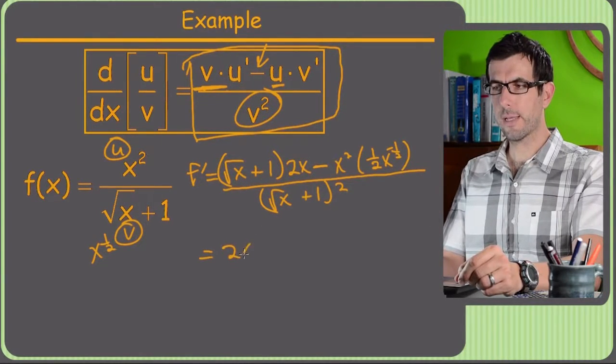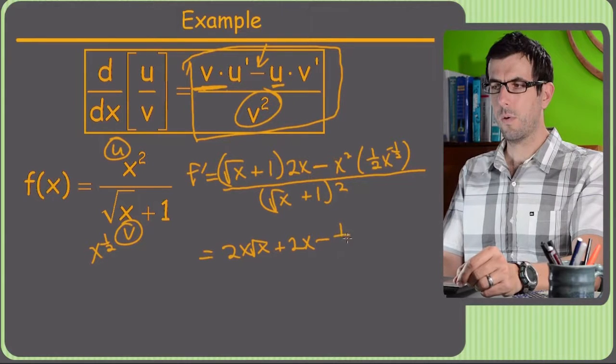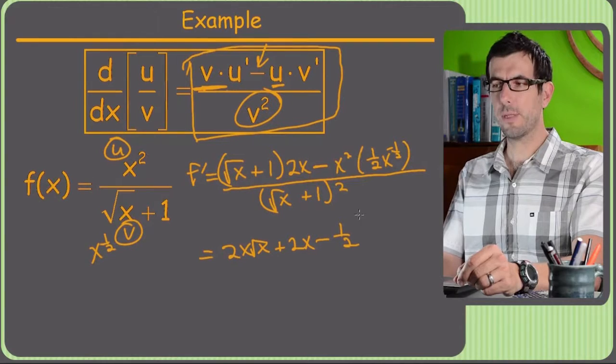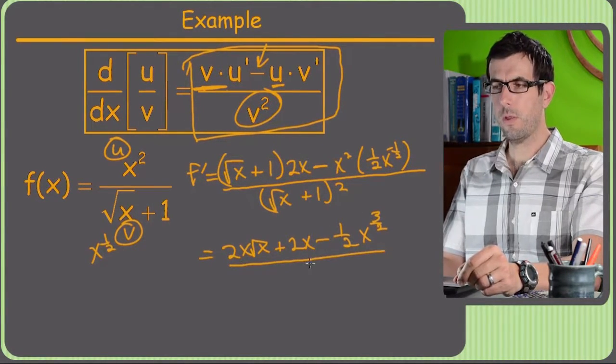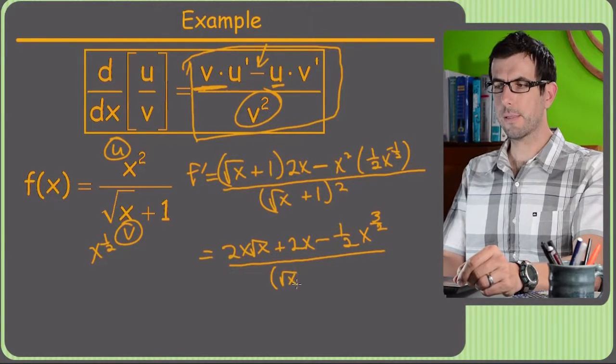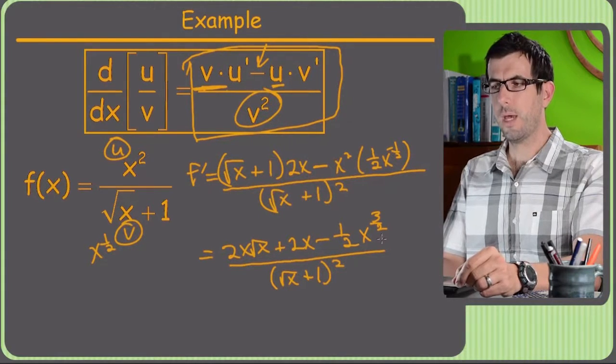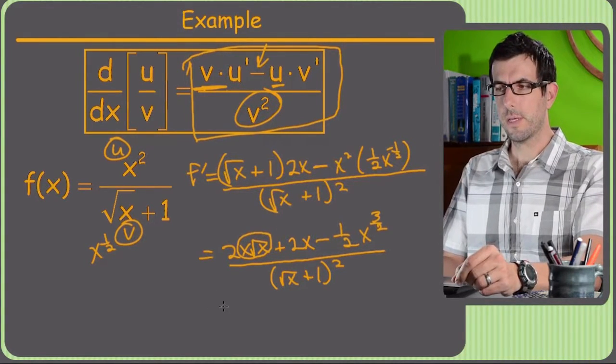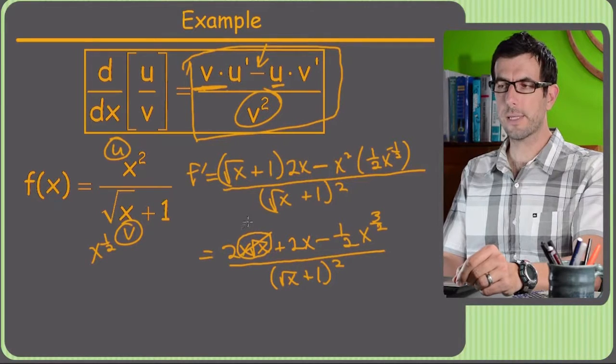So we're going to get 2x root x plus 2x minus 1/2, and then x squared times x to the minus 1/2. We would just add the exponents and get x to the 3/2, all over the same old junk we're always doing, which is square root of x plus 1 squared. All right, so we're not actually done yet, because if you look real close, this is actually another x to the 3/2 power. Because x root x is x to the 3/2.